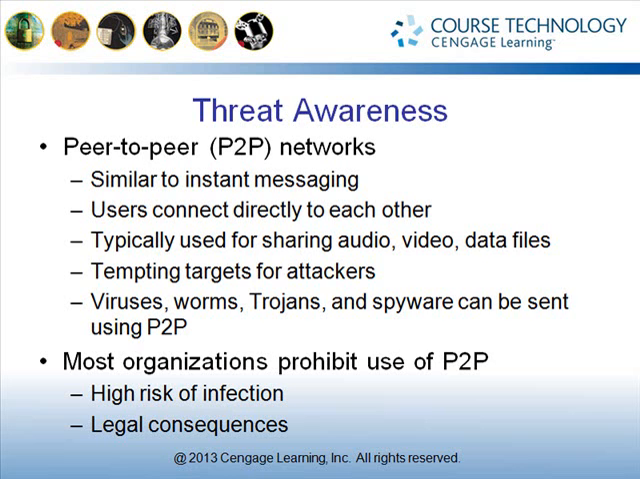But because peer-to-peer networks communicate directly between devices, they're very often tempting targets for attackers. Some individuals are surprised to learn that viruses, worms, trojans, and spyware can be sent through peer-to-peer networks, just as they can by other means. So most organizations prohibit peer-to-peer communications because of the high risk of infection and the legal consequences.